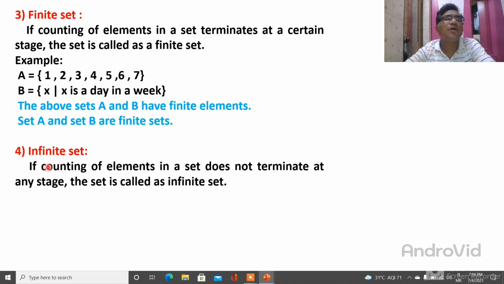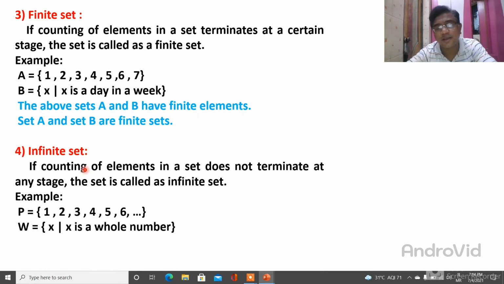Then there is the infinite set. Infinite set means the counting of elements is never terminated. That is called the infinite set. And finite means they are terminated. See, in a finite set, the counting is terminated. This is called a finite set. And in an infinite set, counting is not terminated. At which stage the counting stops, we don't know. So that is called the infinite set.